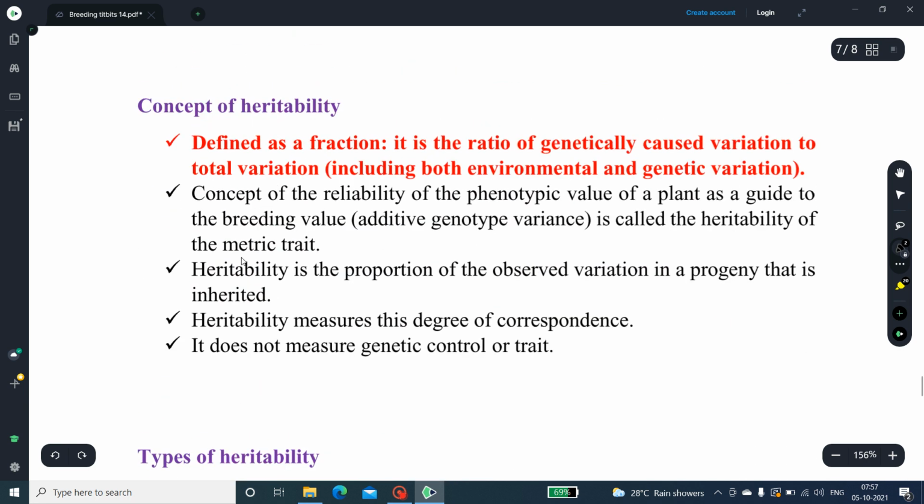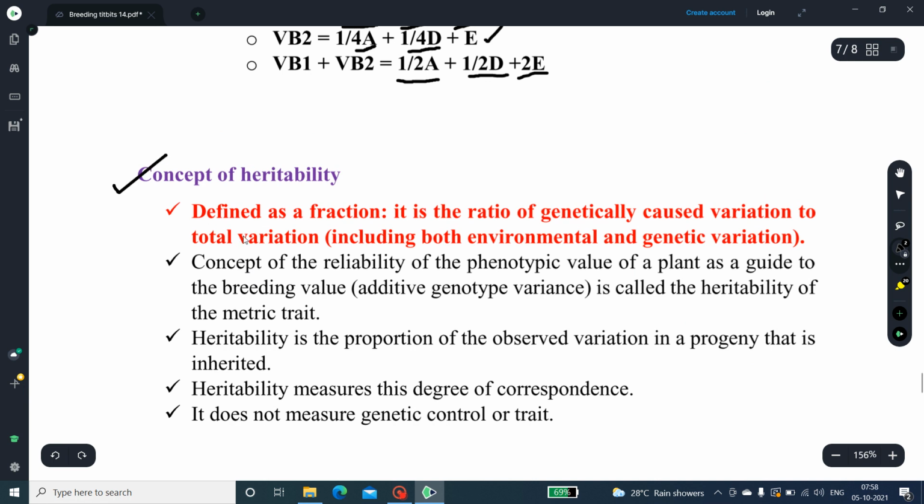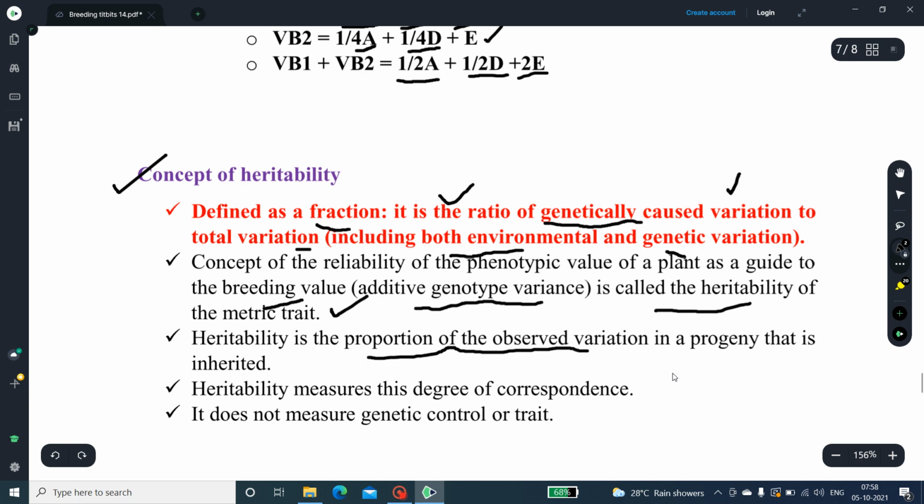And now we will see the concept of heritability. Heritability is defined as a fraction. It is the ratio of genetically caused variation to total variation, including both environmental and genetic variation. The concept of reliability of the phenotypic value of the plant as a guide to the breeding value, that is additive genotypic variation, is called heritability of a metric trait. Heritability is the proportion of the observed variation in a progeny that is inherited. Heritability measures this degree of correspondence. It does not measure genetic control of a trait.